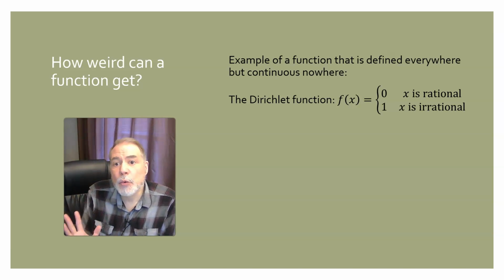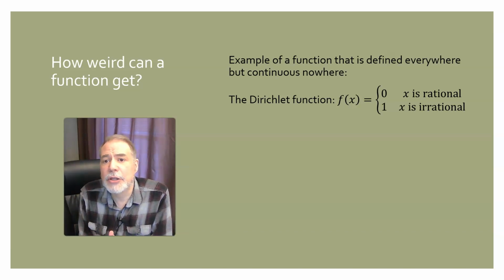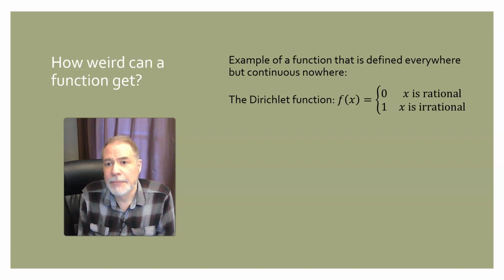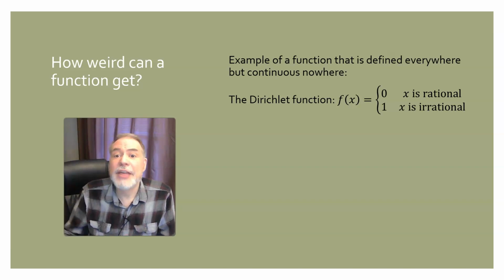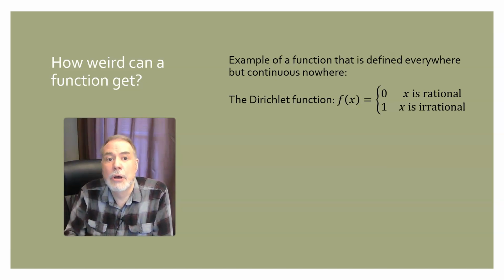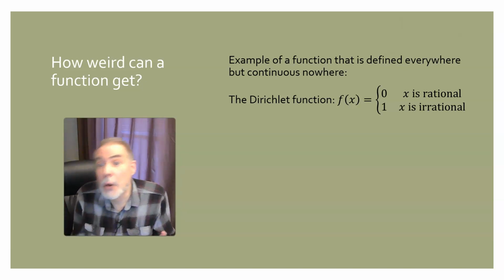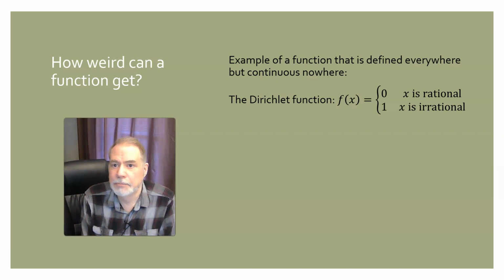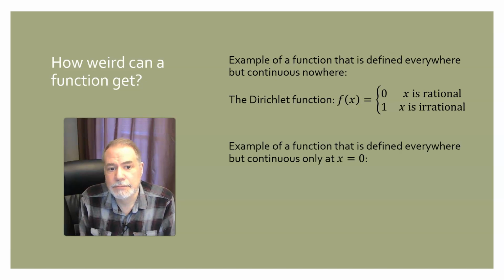Now, no matter what real number you pick, there are always going to be other numbers that are really, really close to that that are rational. And there are also going to be numbers really, really close to that that are irrational. And so there's no one value that all of the numbers close to x are all close to. Some of them are close to 0, others are close to 1, and so the limit does not exist as x approaches any particular number. And since the limit doesn't exist, the function can't be continuous.